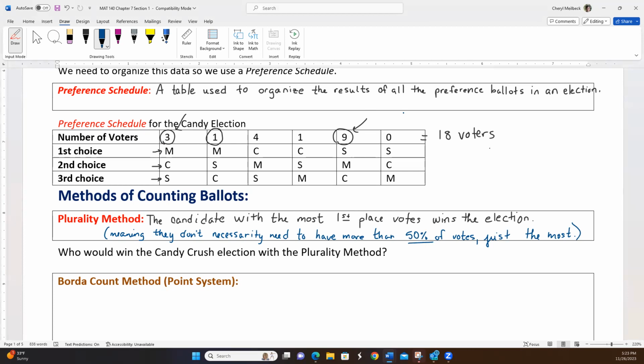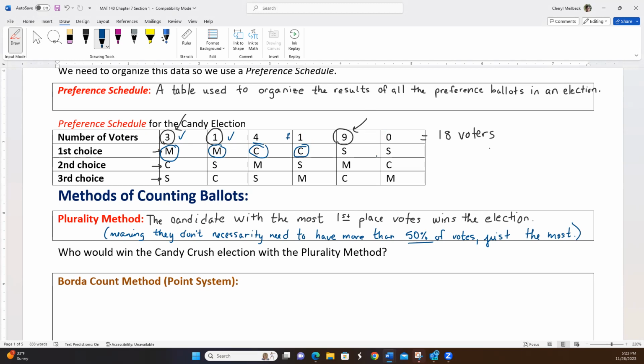So if we look at our candy election, it appears here that M had 3 first place votes in this column, and in this column had 1 more. So totally, M, miniatures, had 4, 3 plus 1 or 4 first place votes. If we look at C, it had 4 plus 1 or 5 first place votes.